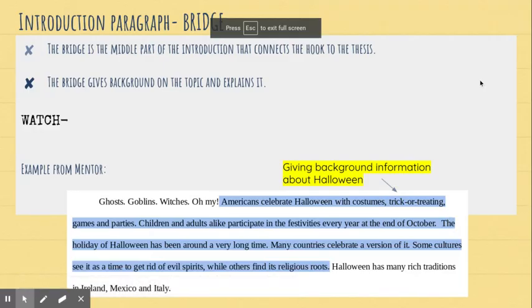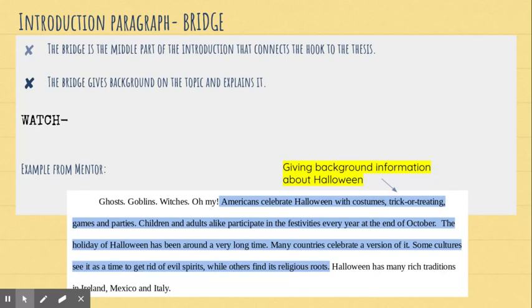And now we're going to talk about the bridge. The bridge is the middle part of the introduction that connects the hook to the thesis. The bridge gives background on the topic and explains it. So down here, it's right after the hook, and it kind of bridges your hook with your thesis. And if your hook is kind of weird or it's a mystery, you can answer that mystery question at the beginning of your bridge. It's the part that just gives background. A lot of people struggle on the bridge, but I call it kind of the lamest part of your essay because you are just explaining your topic.